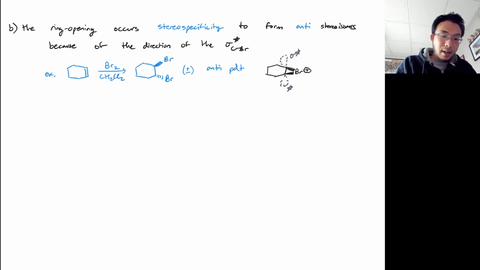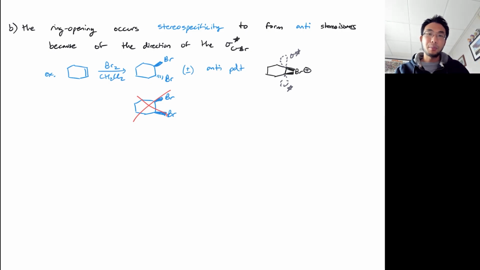The other possible product of this reaction, in theory, would be the one where both bromines are either both wedge or both hash. Those are the same thing because this is meso. This is the syn product, and we don't see this formed essentially at all in this reaction. At least it's negligible to the point that we can ignore it. And so because of that, this is a stereospecific reaction, and we are specifically forming the anti-stereoisomers.